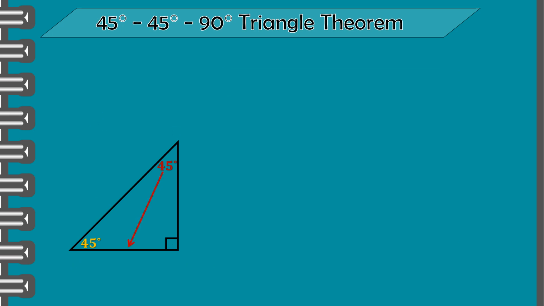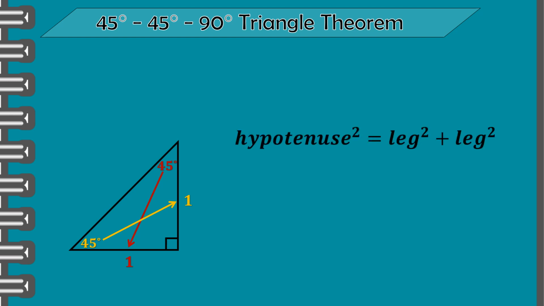If the side opposite one of the 45-degree angles of the isosceles right triangle is 1 unit long, we can therefore say that the opposite side of the other 45-degree angle is also 1 unit long. From this, we can solve for the hypotenuse of the 45-45-90 triangle. That is by using the Pythagorean theorem. We then have the square of the hypotenuse is equal to the sum of the squares of the two legs. The hypotenuse is the unknown and the two legs are both 1 unit long.